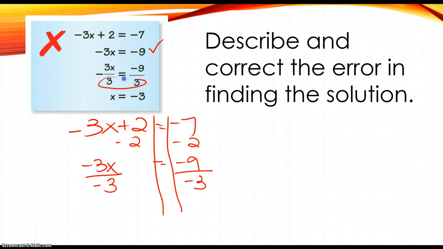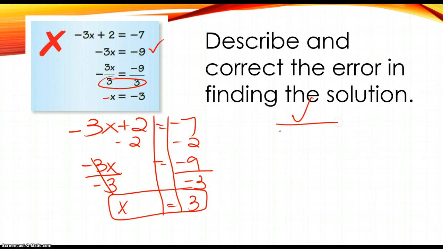Here is where we find the error. They're dividing both sides by a positive 3. So really, we are saying negative x equals negative 3, but we want a positive x. So we should have positive x equals 3. So our final answer should actually be 3.